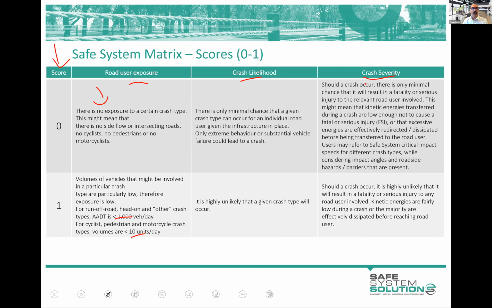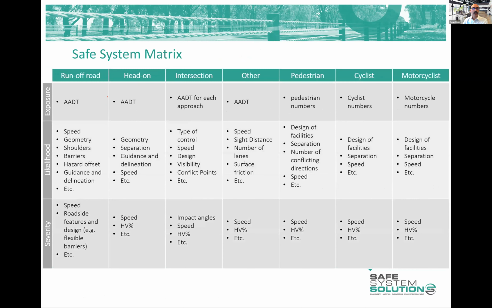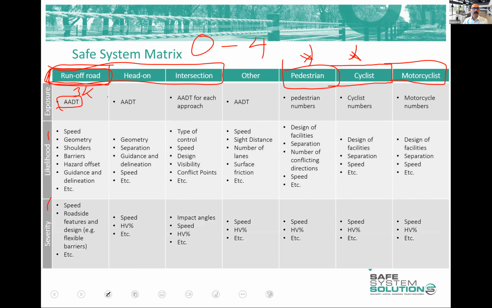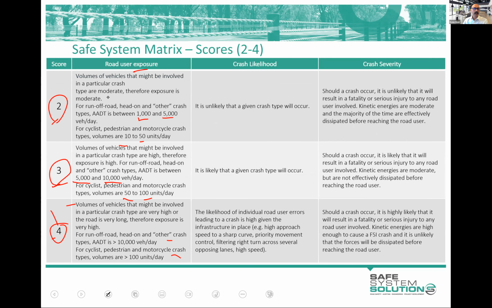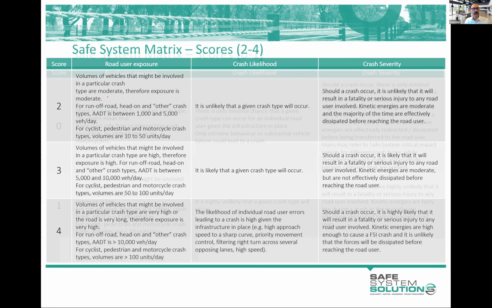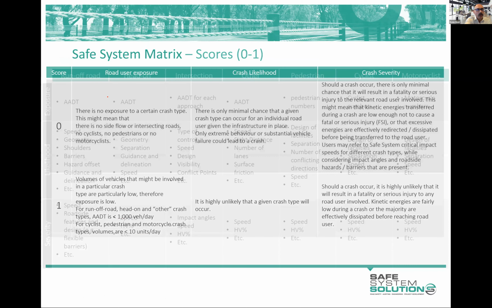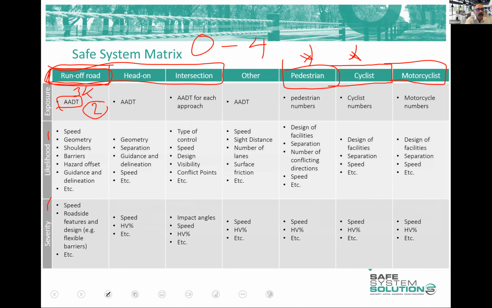So we go back and we say, okay, we said 3,000 was our traffic volume. Where does that sit? Well, it's above 0 and it's above 1. Looks like it sits within that 2, between 1,000 and 5,000 vehicles a day. So let's go back and we'll put a 2 there as our exposure score.